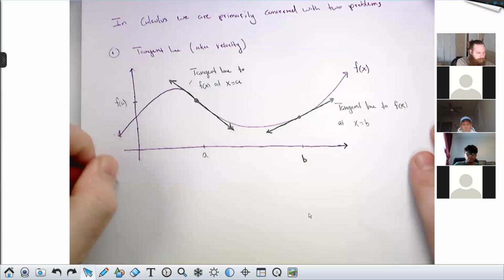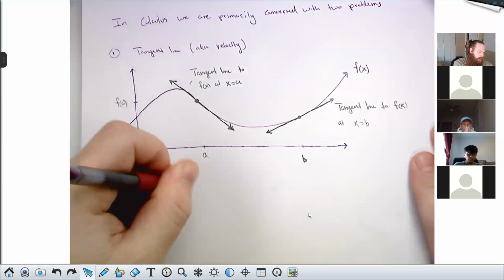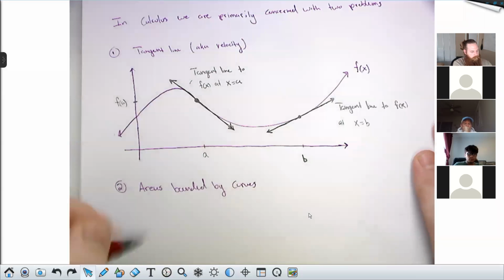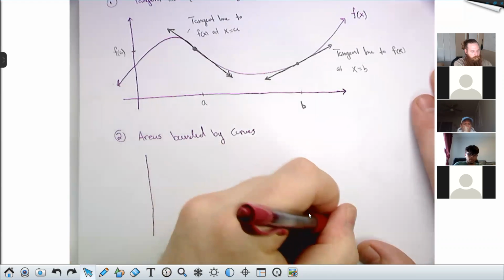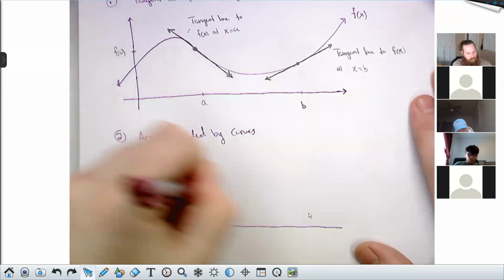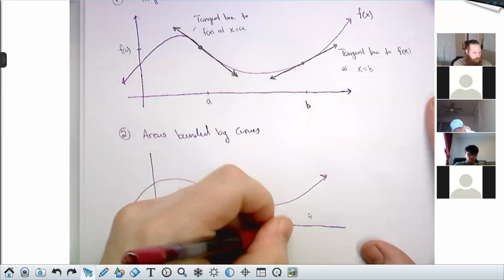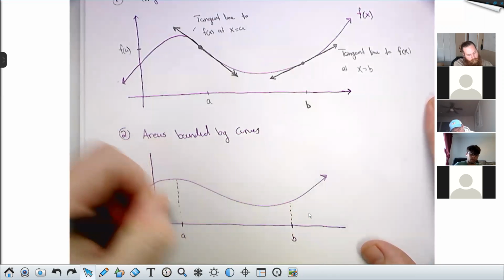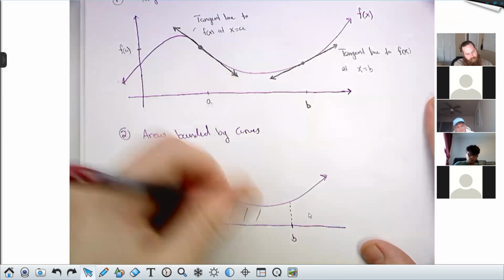The other main problem that we attack in calculus is the problem of areas. Areas bounded by curves. So again, if I have some function f of x, I would like to know between two numbers a and b on the horizontal axis, can we find the exact area bounded by that function and the x-axis?